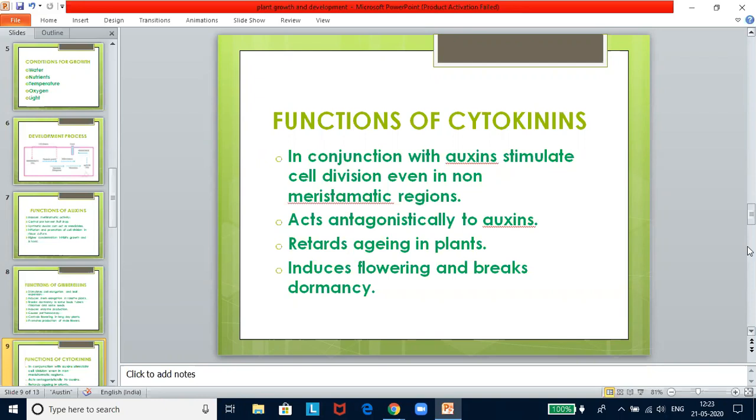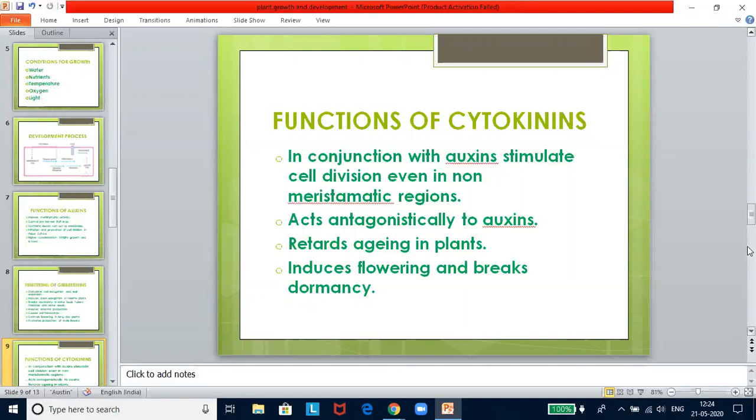So we have seen that apical dominance is promoted by the auxins, whereas when you apply cytokinins, it promotes the growth of the lateral buds. Cytokinins can retard aging of the plant organs by controlling protein synthesis and mobilization of the resources. Cut leaves dipped in cytokinins stay green longer than the control leaves. Cytokinins induce flowering in certain species, and they also break the dormancy of some seeds.